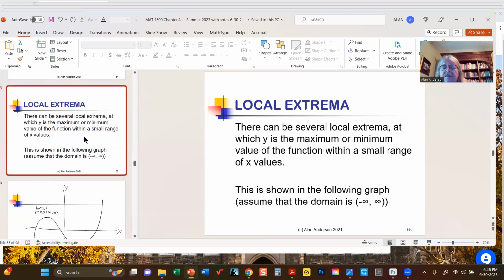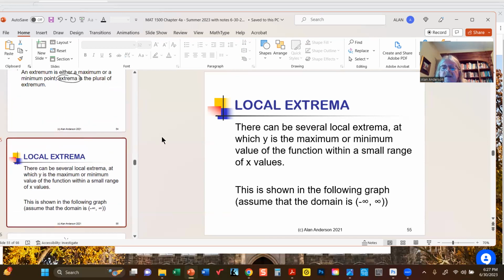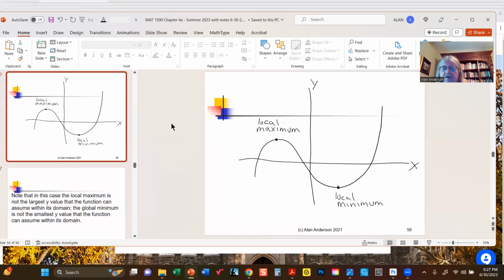So again, we'll go back and revisit this concept of local extrema. There can be several local extrema, although there don't have to be any. Here's an example where there's one of each, a local maximum and a local minimum. And you can see that they both have a flat, horizontal tangent line, which means that f prime of x is 0 here, and f prime of x is 0 here.